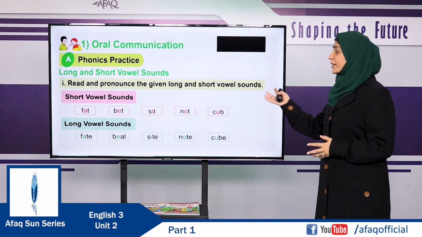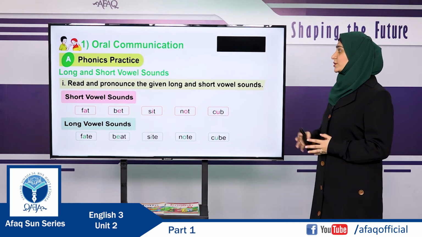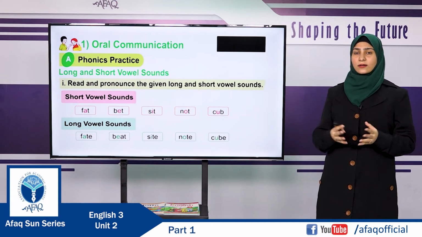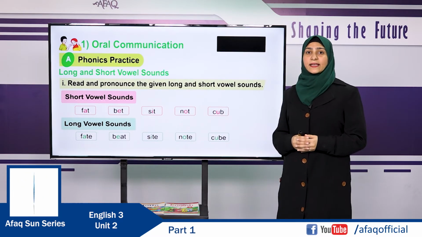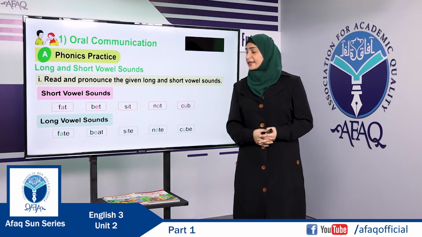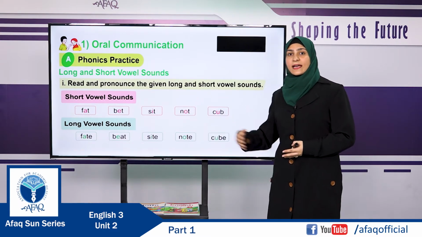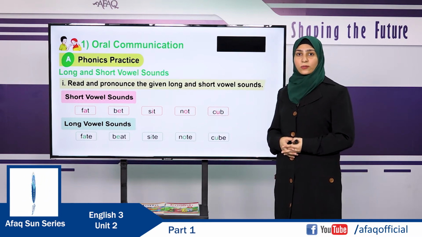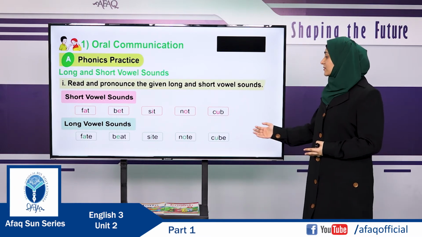This covers the phonics practice. So, dear students, we will learn about long and short vowels today. What makes a vowel short and what makes a vowel long? As you all know, vowels make two sounds, like A makes two sounds, and E makes two sounds. I makes two sounds. O makes two sounds. And U makes two sounds.